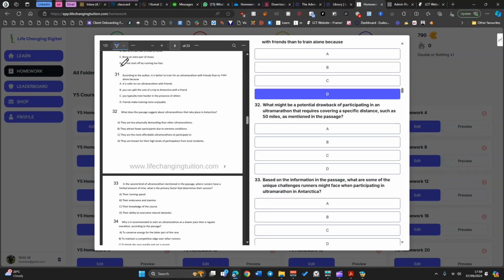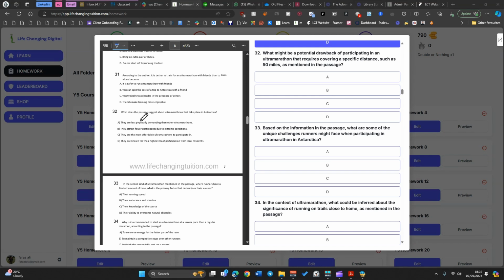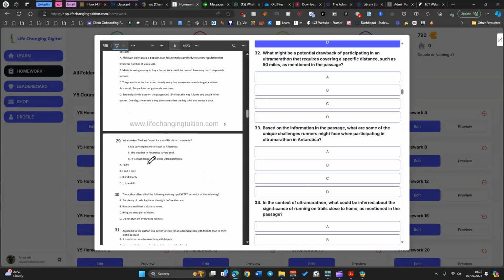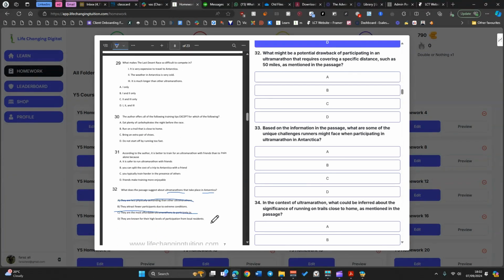Question 32. What does the passage suggest about ultramarathons that take place in Antarctica? So they are less physically demanding. That's not true. They're actually much more difficult, it says. They attract fewer participants due to extreme conditions. They are most affordable. They're not the most affordable. It says that they're very expensive. They're known for their high levels of participants from local residents. There aren't any local residents in Antarctica.